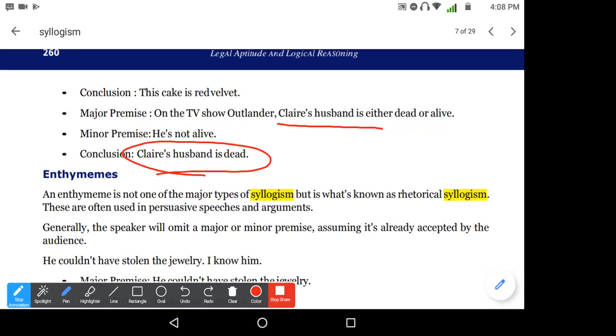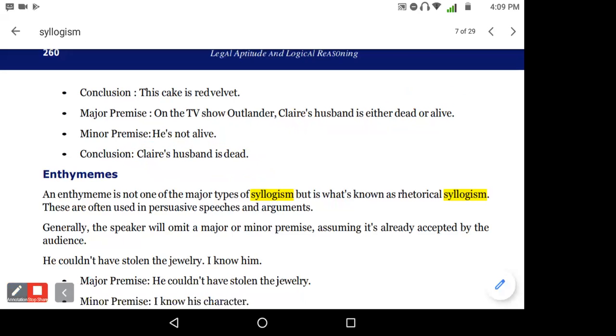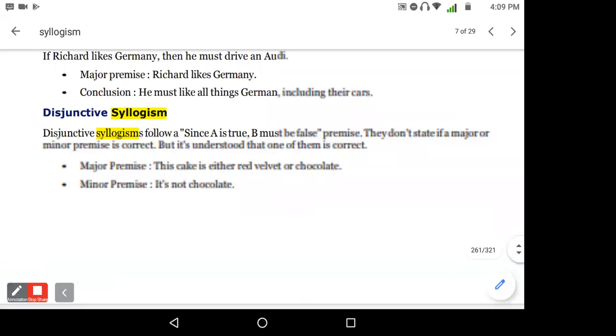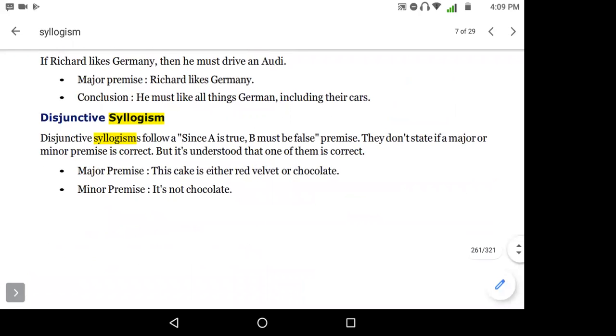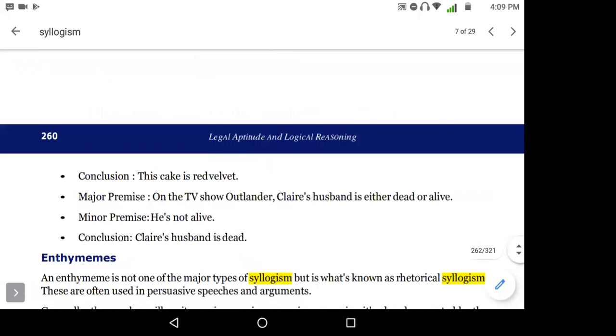They have given you two options, dead or alive. In this, they are saying this option is not there. It means this option you have to choose. Okay, so that is syllogism. And we understood categorical syllogism, conditional syllogism, and disjunctive syllogism. So these are the things we understood.